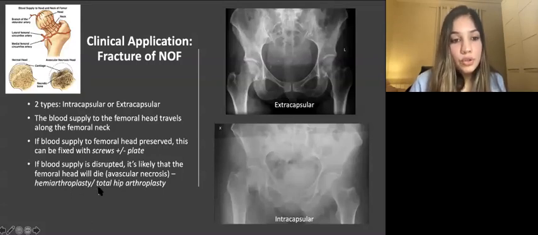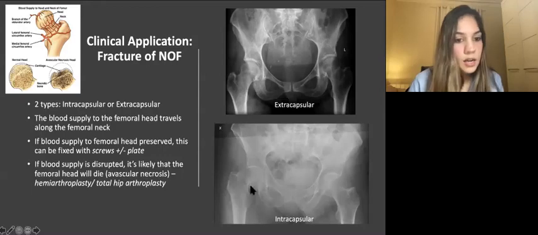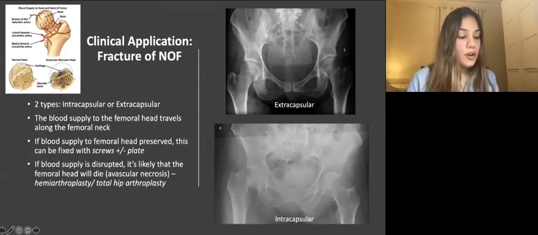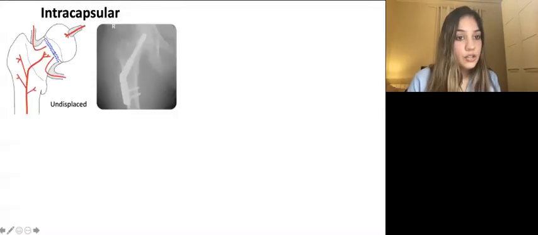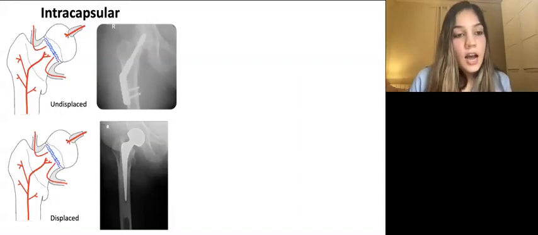Or you can do a total hip arthroplasty, which replaces the bone and this part of the pelvis, the acetabulum. So the entire area gets replaced. Yes, someone's asked a good question. I was just going to talk about this in the next slide. You can have an intracapsular fracture where the blood supply is not disrupted.